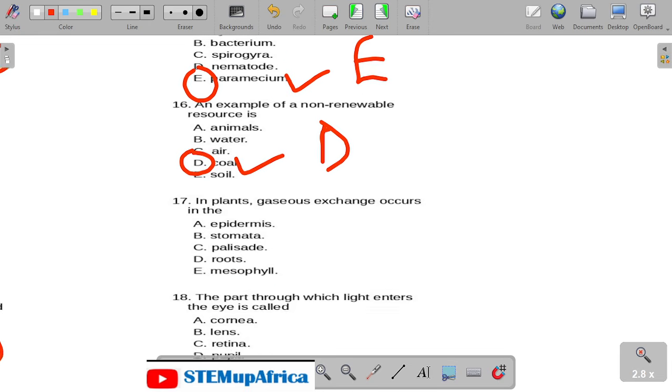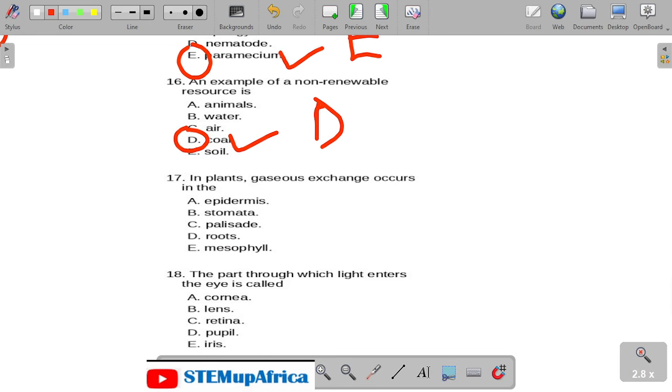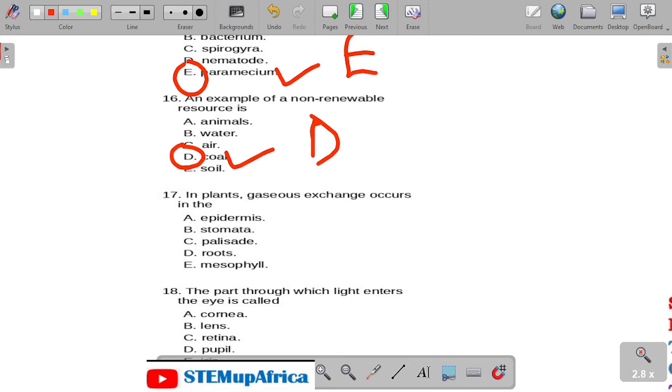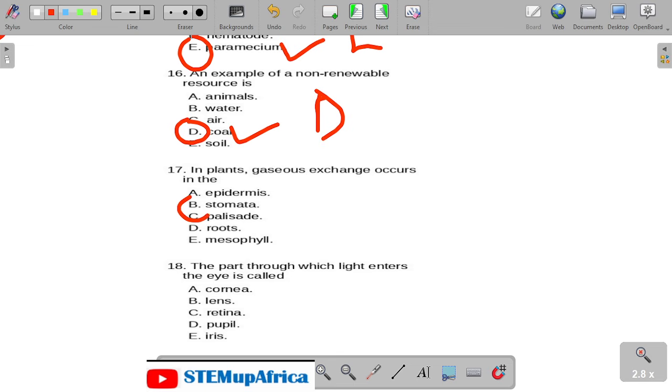Number 17. Say in plants, gaseous exchange occurs in the what? We know that it is the stomata. Stomata involve the closing and the opening. The stomata is the part responsible for gaseous exchange in plants. While in unicellular organisms we have their body skin, while humans use the trachea.